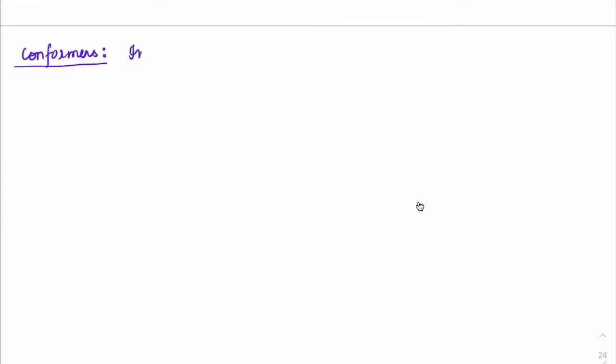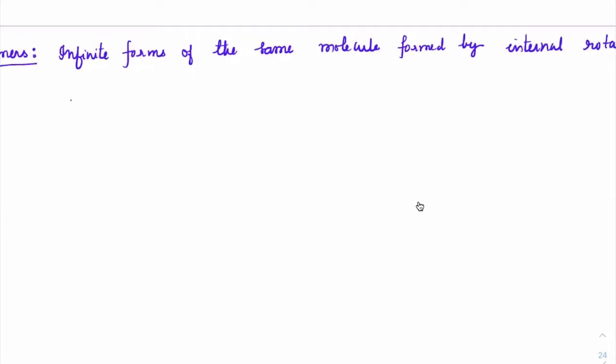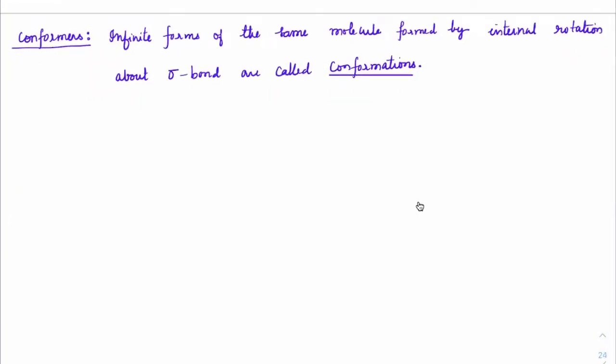Infinite forms of the same molecule, formed by internal rotation about sigma bond, are called conformations.